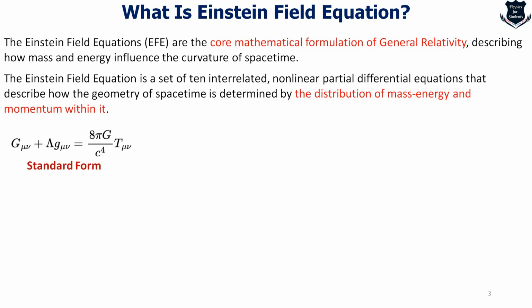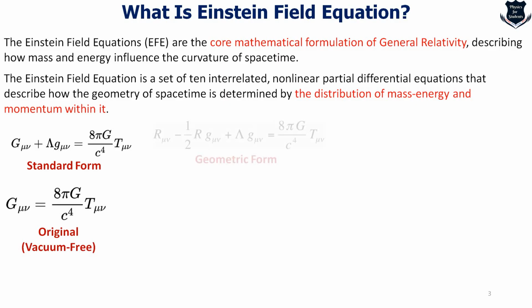Now there are different forms of Einstein Field Equations which come across in different textbooks, websites, etc. The standard form which is mentioned is this one. This is basically called the standard form. Then we come across something called the original vacuum free form, and this was actually the original 1915 equation of Einstein, and here there is no cosmological constant. It is applied in many classical problems of GR.